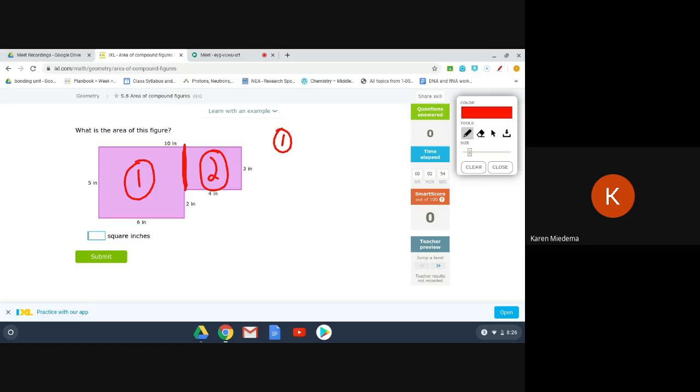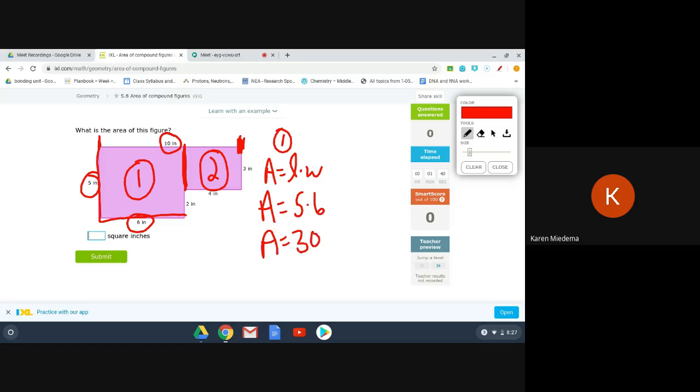I'm going to label my work here according to what I labeled my diagram. So for rectangle 1, I have area equals length times width. Just be careful about what numbers you use. This 10 here is not used for rectangle number 1. 10 is the entire distance from here to here. The number that you have to use for length and width, well, 5 is the distance from here to here, and 6 is the distance from here to here. So I need to use 5 and 6.